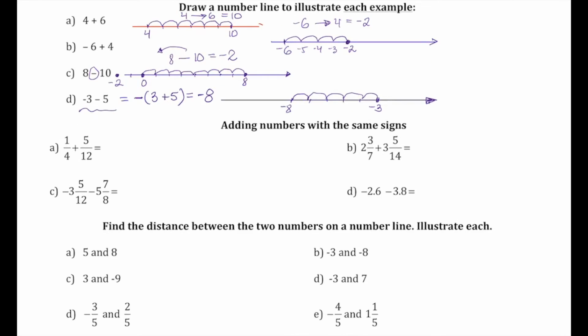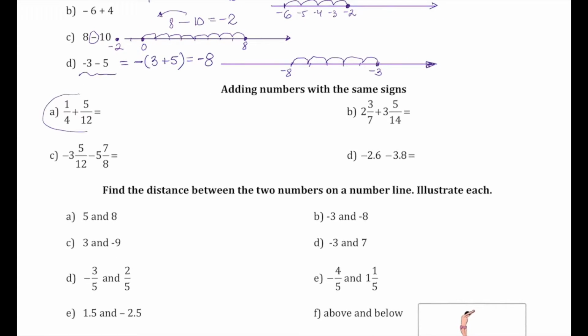Adding numbers with the same sign. This is something that you already know how to do. The same thing here. Remember, the easier way would be if you add 2 plus 3, that's 5, and then you do 3/7 plus 5/14, 14 being your common denominator. 6 plus 5, I multiplied 3 times 2. That's 11/14. That's a proper fraction, so I don't have to do anything. And remember, 2 plus 3 was 5 already, so my answer is going to be 5 wholes and 11/14ths.